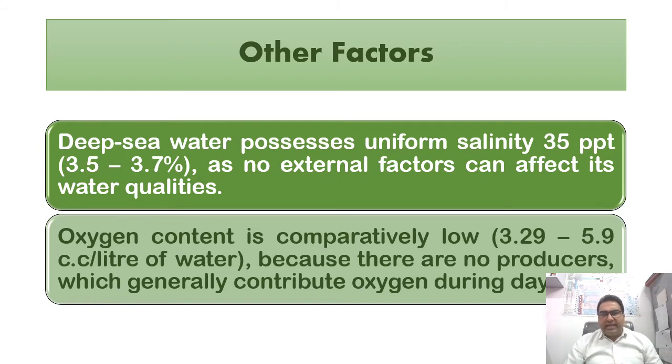As there are no producers, there is no plant or plant matter to contribute oxygen during the day. So the deeper waters are dependent on the oxygen coming from the upper layers. That is why they have a limited content of oxygen.